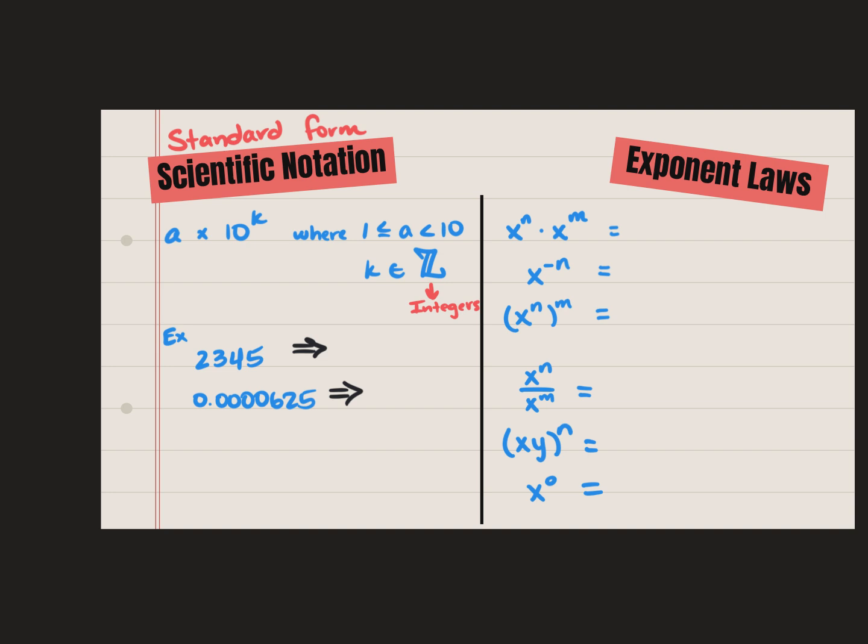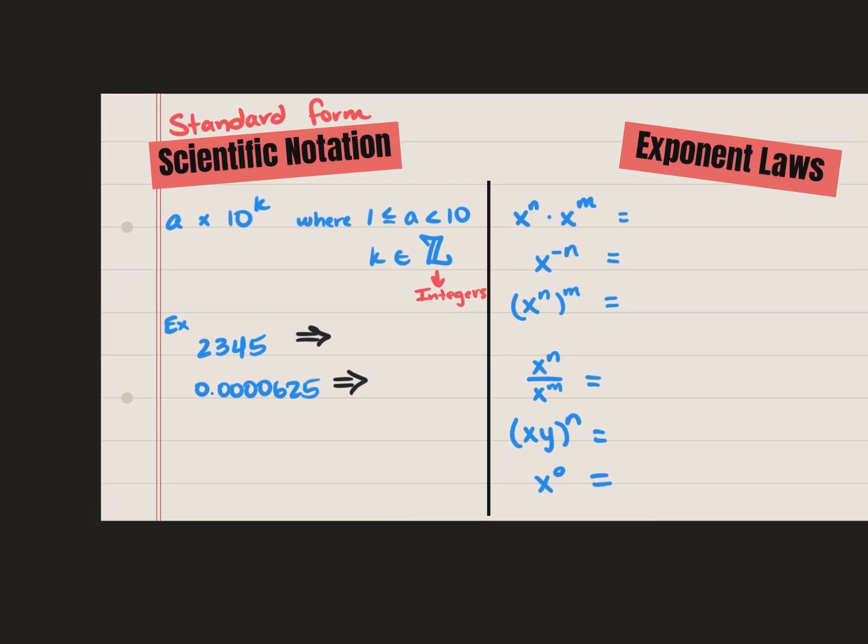So K can only ever be a whole number, and then A can be a decimal, but the very first value should always be a single digit number between 1 and 10. For example, if we take a look at 2,345 and I want to convert that into a standard form number, I'm going to look at where my decimal is, and my goal is essentially to move that decimal so that there's only one number in front of the decimal.